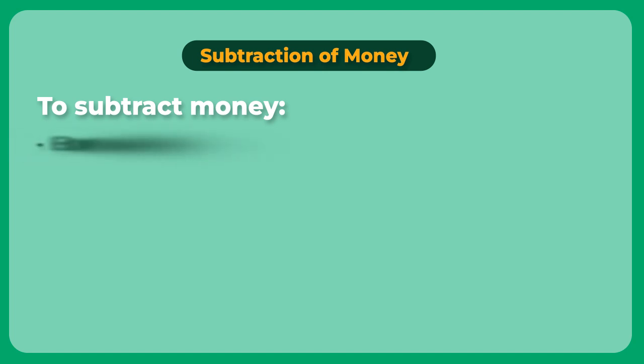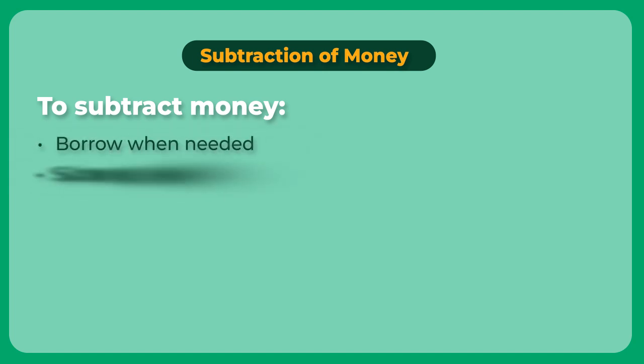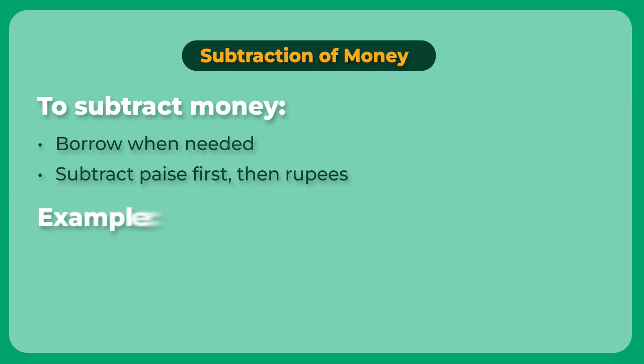Subtraction of money. To subtract money, borrow when needed. Subtract paise first, then rupees. Example: 140 rupees 50 paise minus 67 rupees 85 paise is equal to 72 rupees 65 paise.